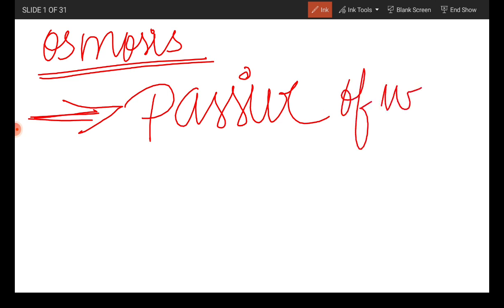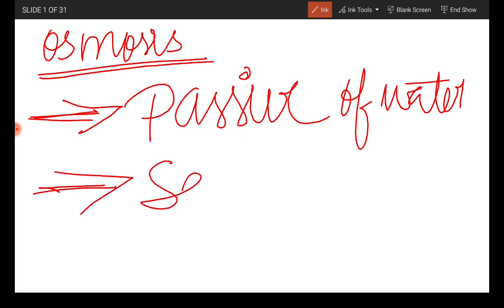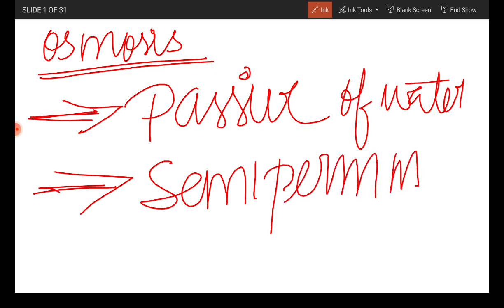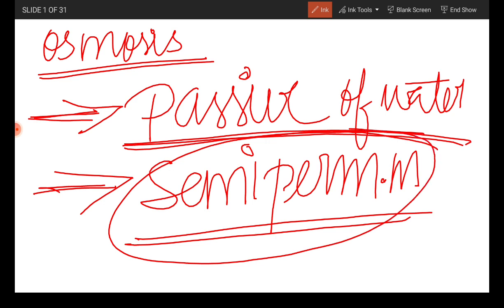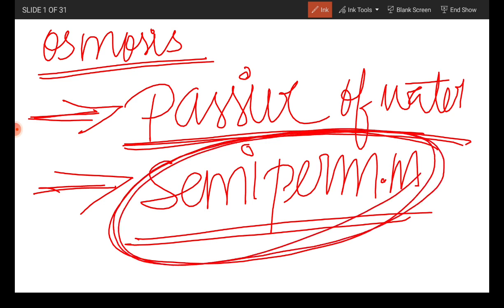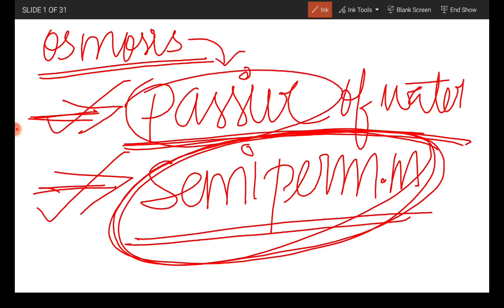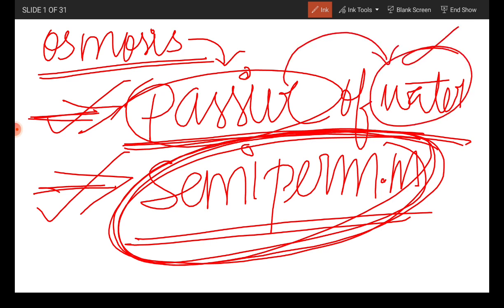Passive transport of water, that is solvent, through a semi-permeable membrane. What is a semi-permeable membrane? A membrane which allows the diffusion of solute is called a semi-permeable membrane. These are the basic things to know about osmosis: it is passive, it occurs through a semi-permeable membrane, and it is passive transport of solvent, that is water.